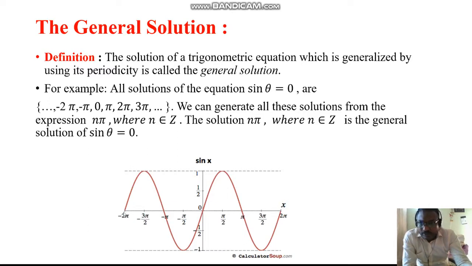of the sine graph. The graph cuts the x-axis at the points minus 2 pi, minus pi, 0, pi, 2 pi. That means these points are the solutions of the equation sin theta is equal to 0. And therefore n pi is the general solution of sin theta is equal to 0. From the graph, one can easily conclude that this is the general solution.